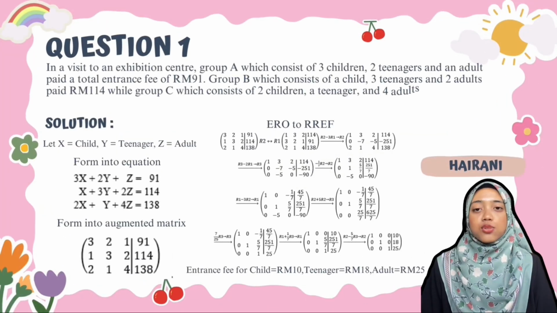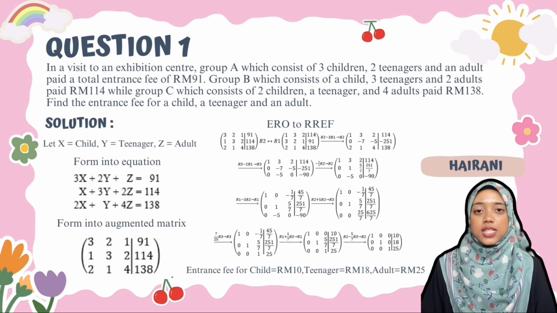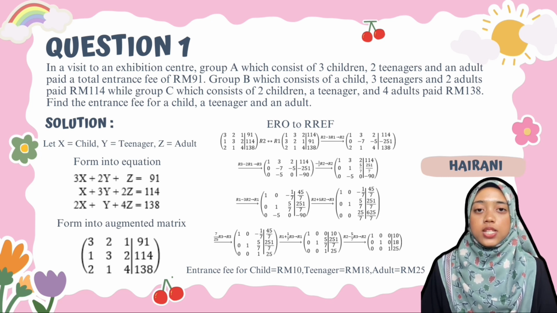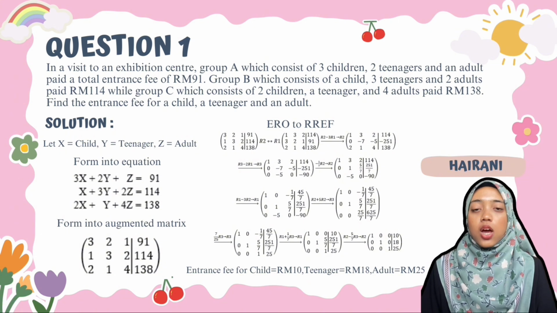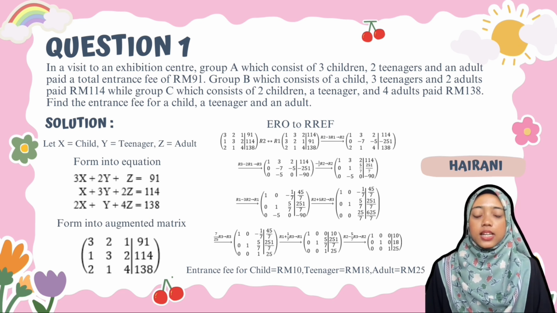The case study 2, question 1. In a visit to an exhibition center, Group A, which consists of 3 children, 2 teenagers and an adult, paid a total entrance fee of RM91. Group B, which consists of a child, 3 teenagers and 2 adults, paid RM140, while Group C, which consists of 2 children, a teenager and 4 adults, paid RM138. Find the entrance fee for a child, a teenager and an adult.